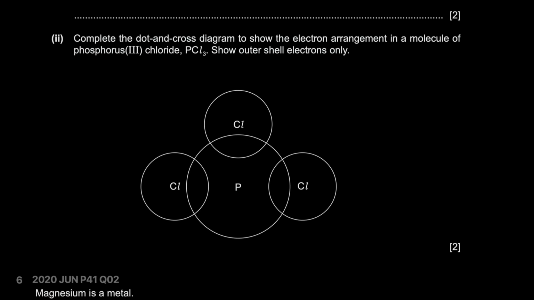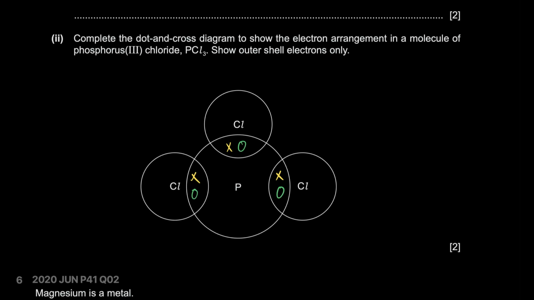Awesome. For question number 5, we'll ignore the first bits. We're only going to focus on the dot and cross diagram. Phosphorus is in group 5, so let's draw that, crosses for that. And chlorine is in group 7, so just making 1 each.